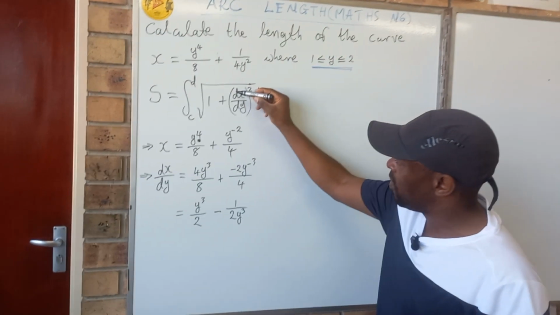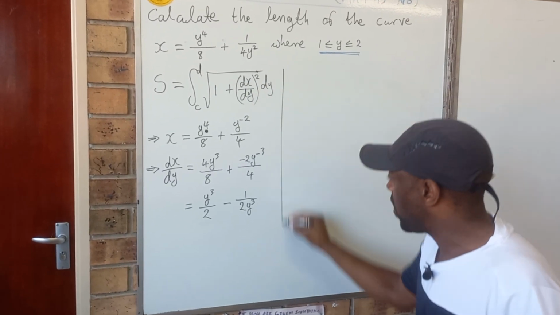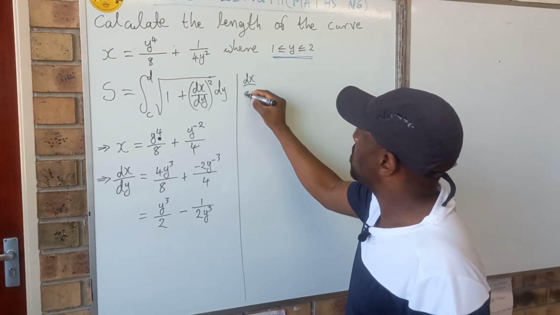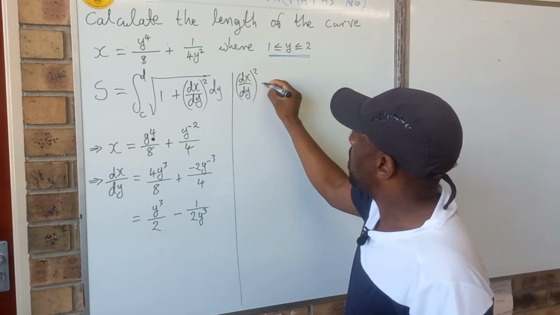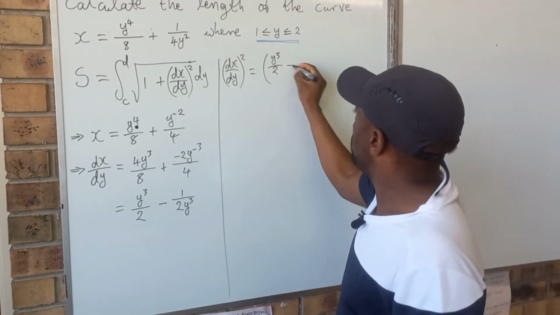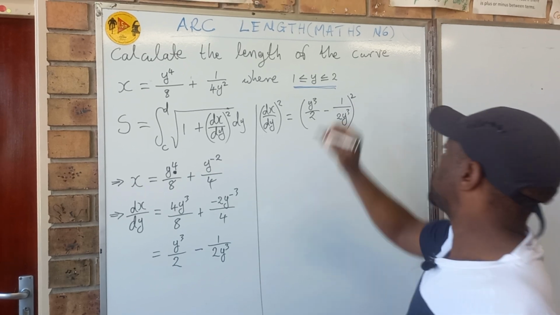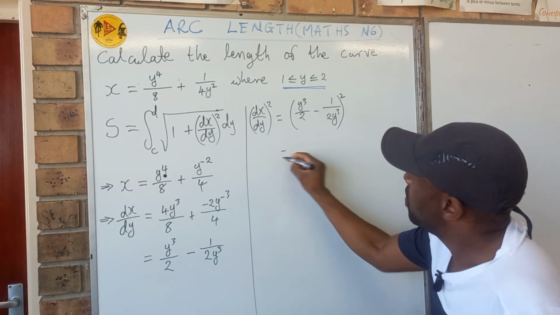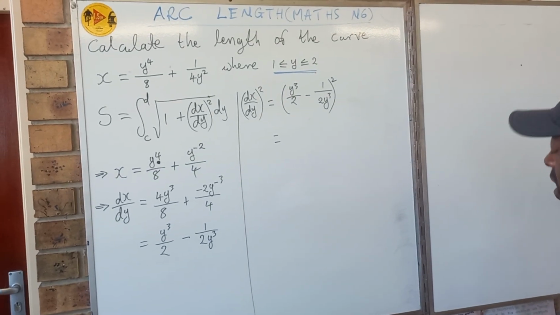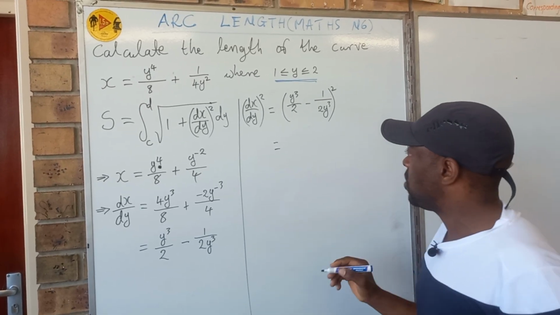That means, according to the formula, I'm done with this portion. Then the next part is the square, so I have to square my derivative. dx over dy, all squared, means I'm writing y cubed over 2 minus 1 over 2y cubed, all squared. There is a small technique I've always shown my students for expanding something like this to the power 2, which I believe you must have practiced well by now.